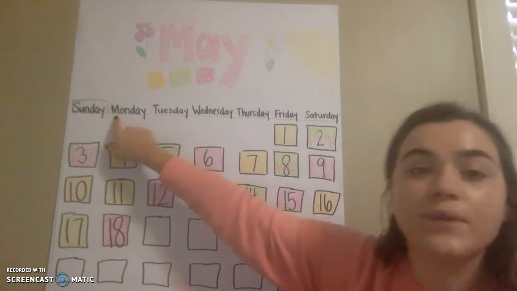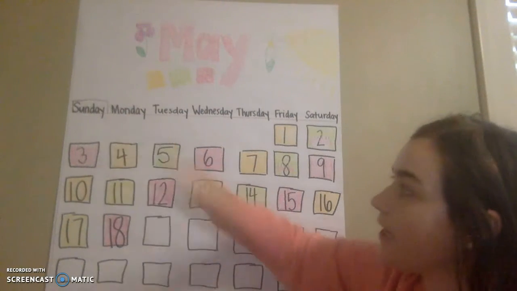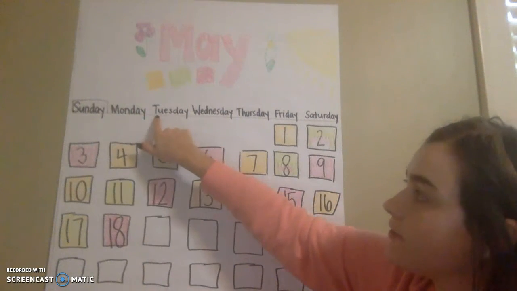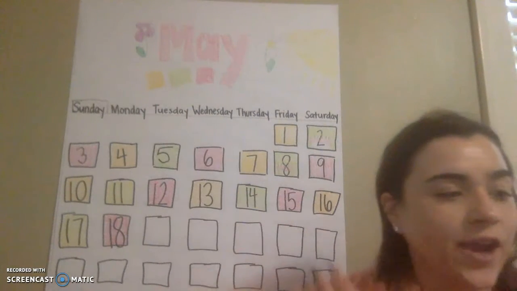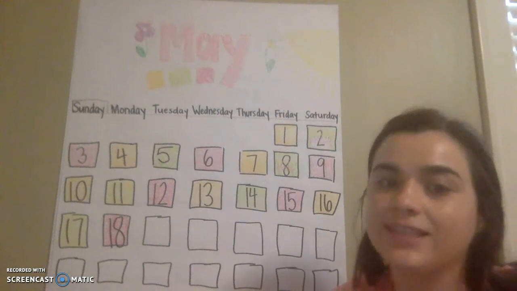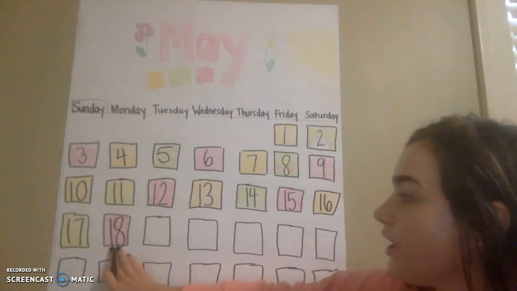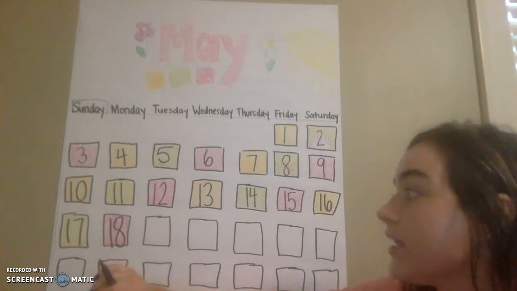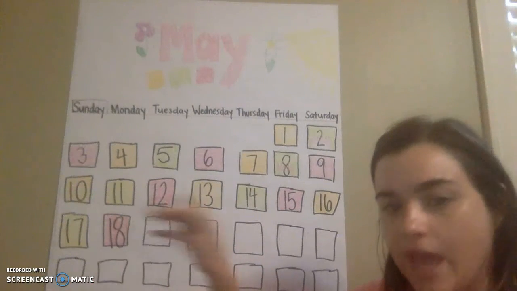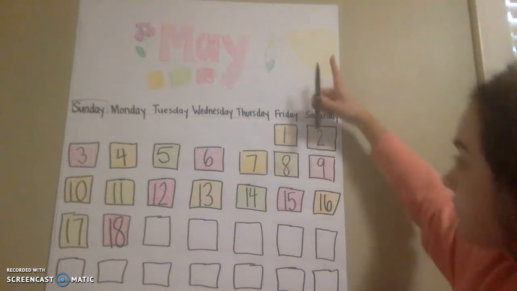If yesterday was Monday, today is Tuesday. I heard a bunch of you saying it. Today is indeed Tuesday. And if yesterday we had the number 18, a 1 and an 8 put together, what number comes next? Let's count to figure it out.